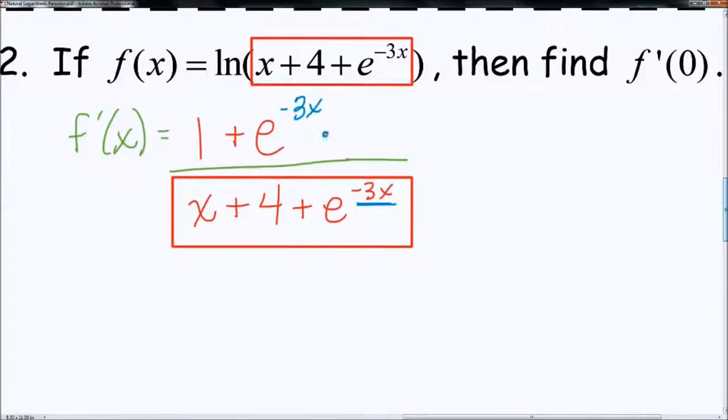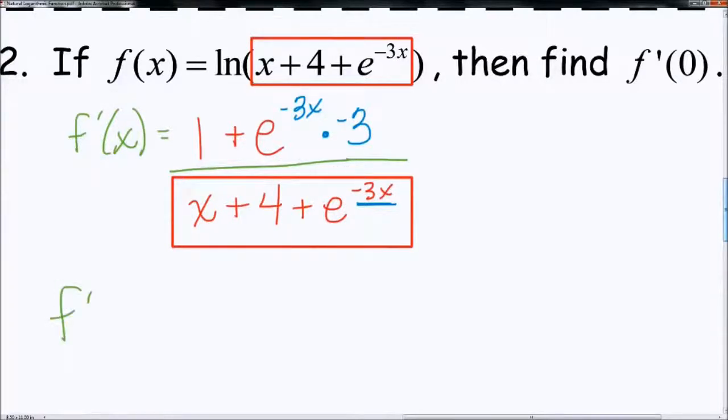And I'm going to multiply it by the derivative of my power. Derivative of my power is going to be times negative 3. And so now we're going to just plug in 0 into my derivative, find that value.